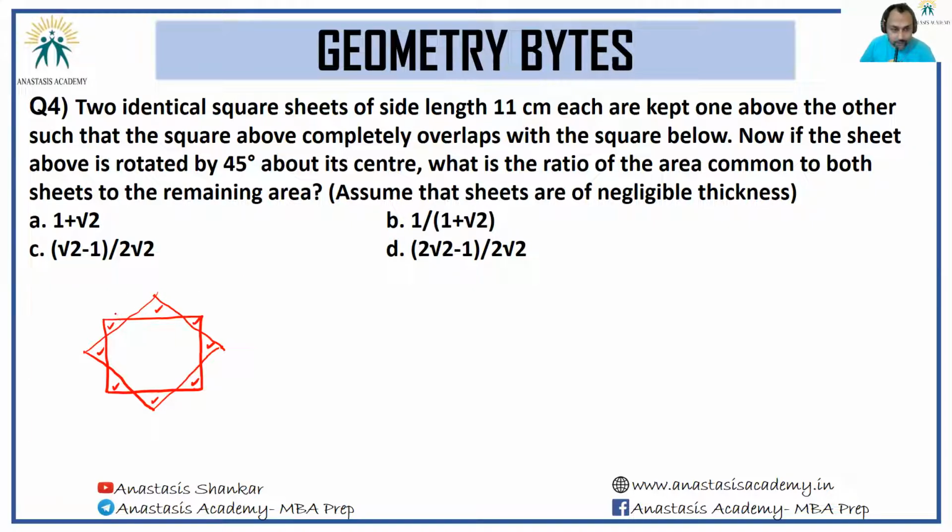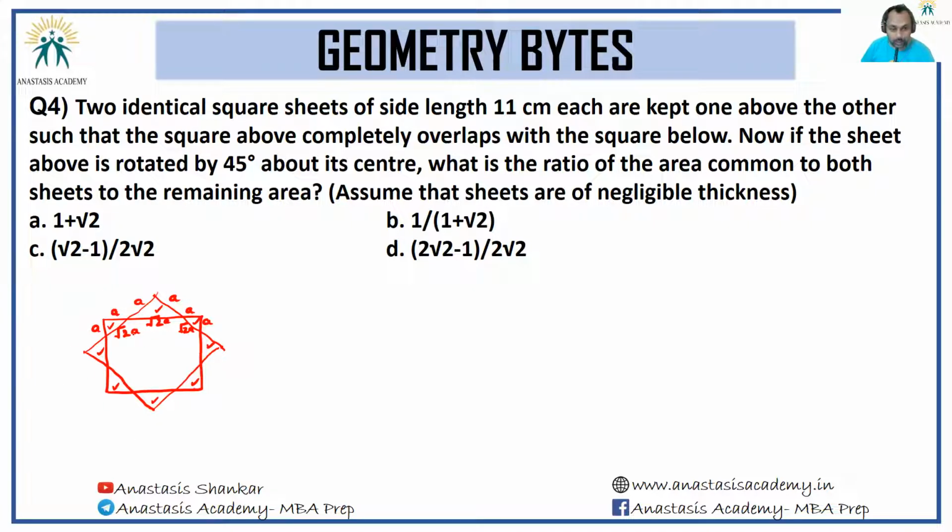Okay, so I'm saying let this part be A, this part be A, so this will turn out to be root 2 A. Similarly, this will be A, this will be A, this will be root 2 A, this will be A, this will be A, this will be root 2 A. Basically, if you're looking for the common area, it is an octagon of side root 2 A.